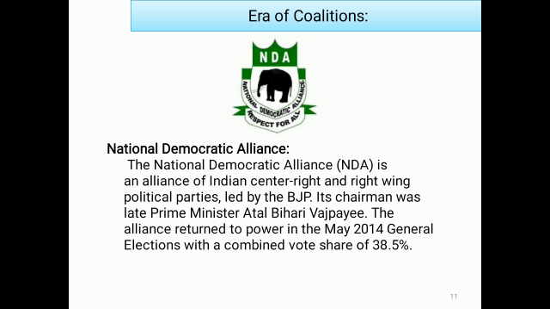The National Democratic Alliance is an alliance of Indian center, right and right-wing political parties led by the BJP. Its chairman was late Prime Minister Atal Bihari Vajpayee. The alliance returned to power in the May 2014 general elections with a combined vote share of 38.5%.